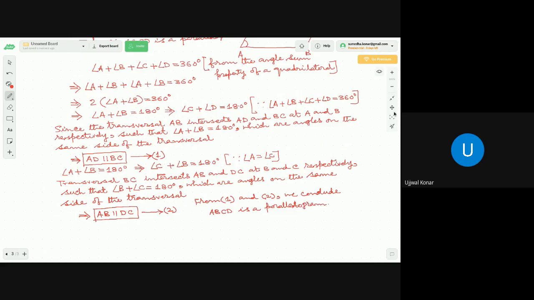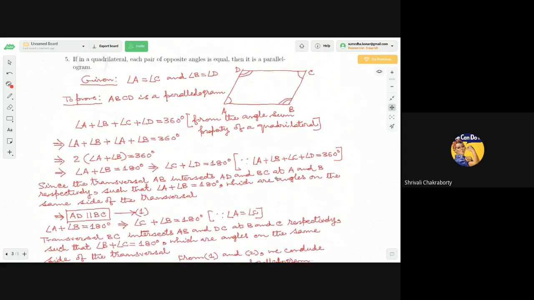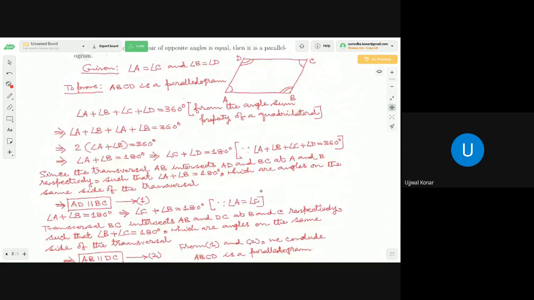Dear students, is it absolutely clear? Sir, I have one doubt. Yeah, please. Sir, in this question, can't we just say that since the pair of opposite angles are equal, it's a property of parallelogram, so it's a parallelogram?